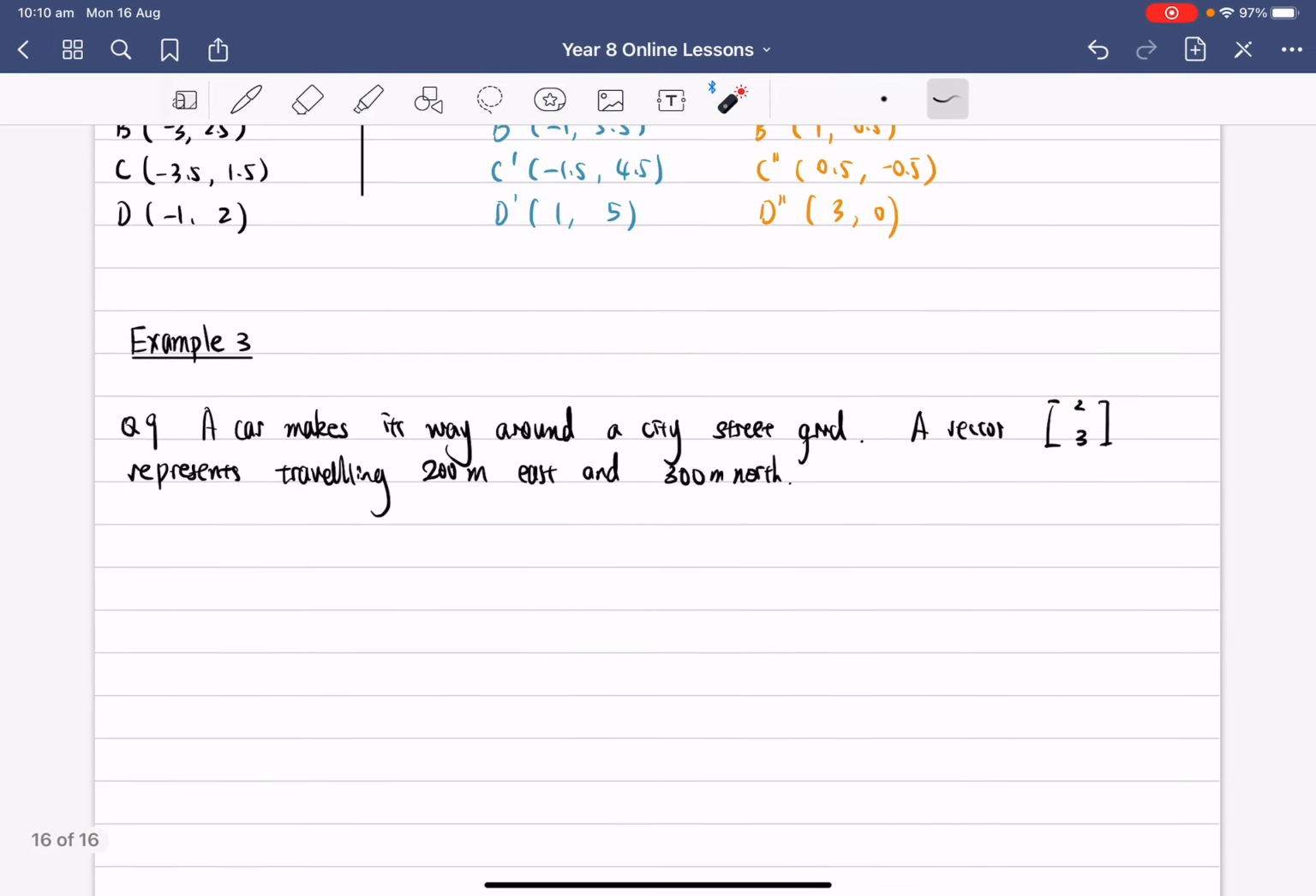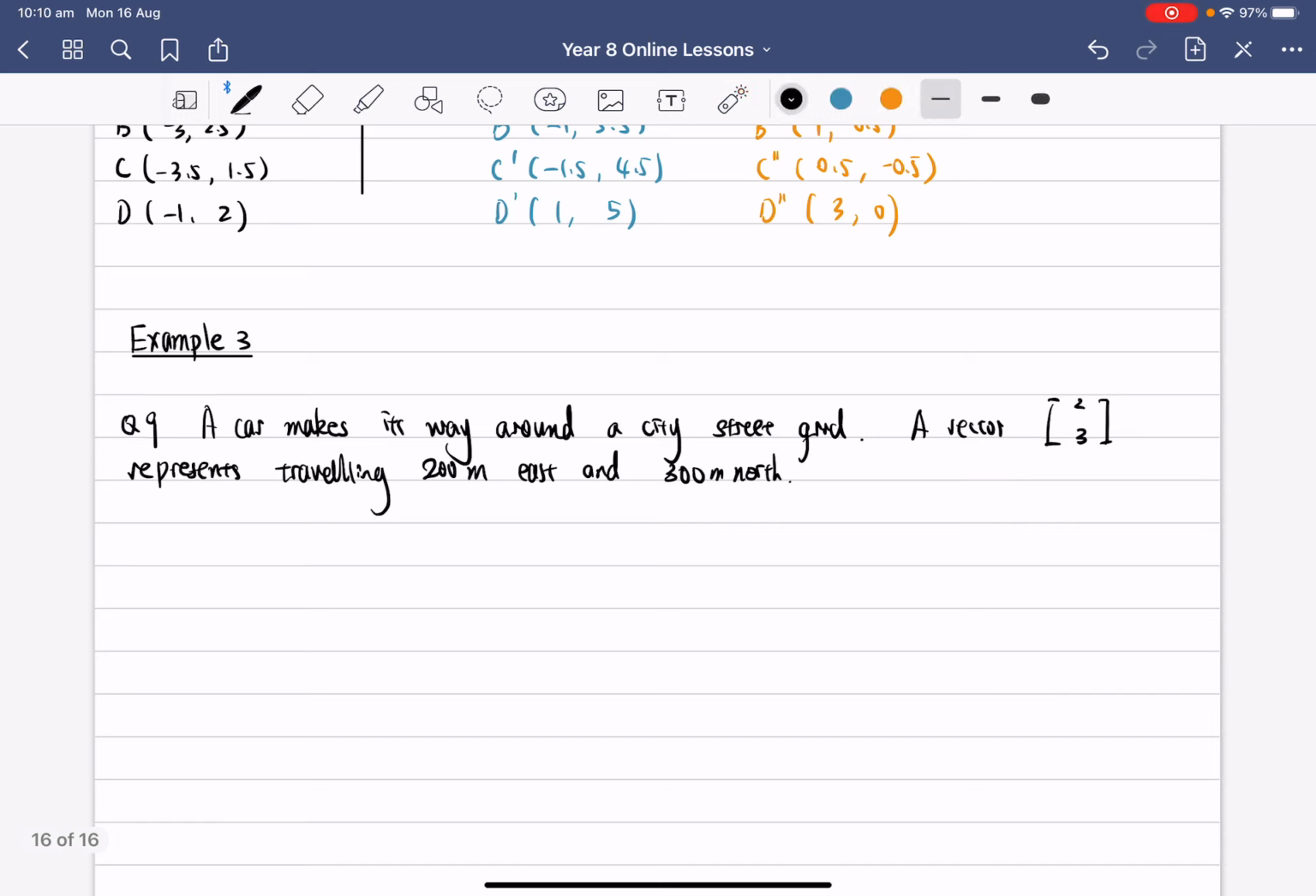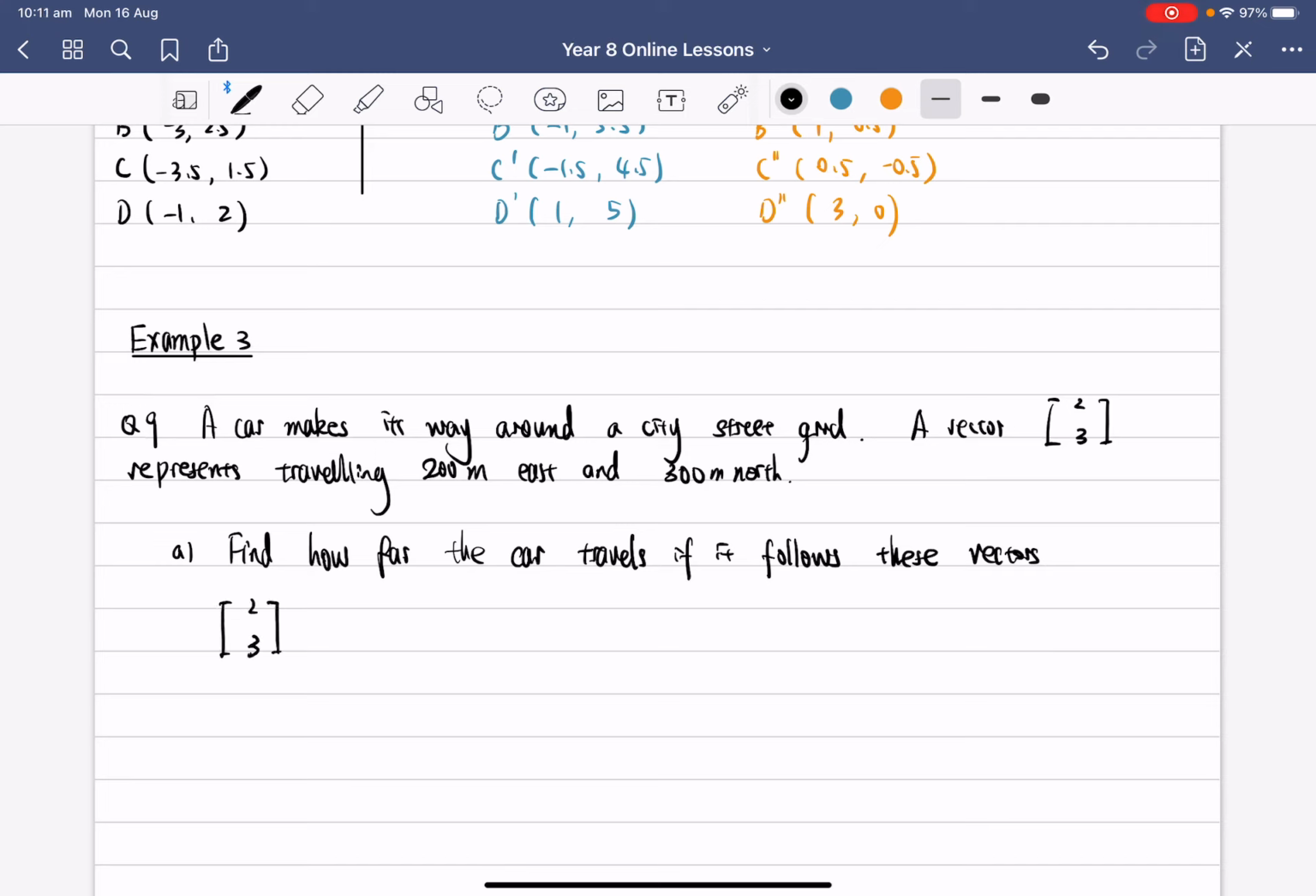So now the question is actually pretty straightforward. The question asks you to find how far the car travels if it follows these vectors. So they provide you a series of vectors, which tells you a series of changes of direction and also distance, and asks you how far the car has traveled. And that's the idea.